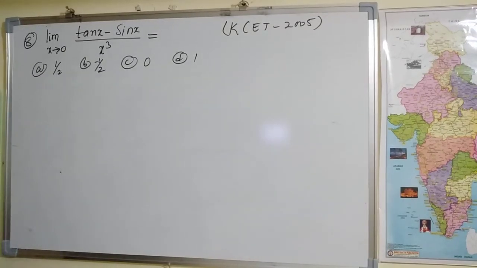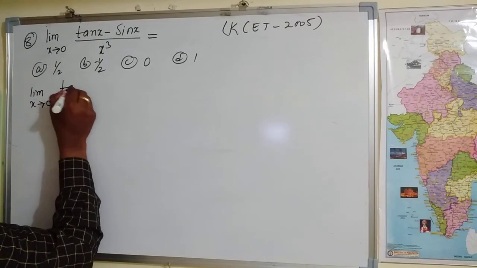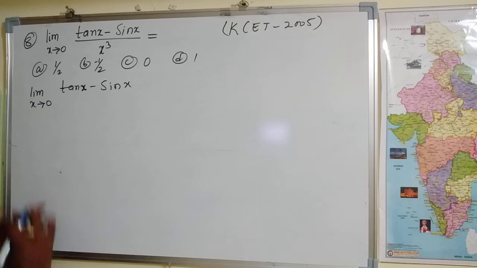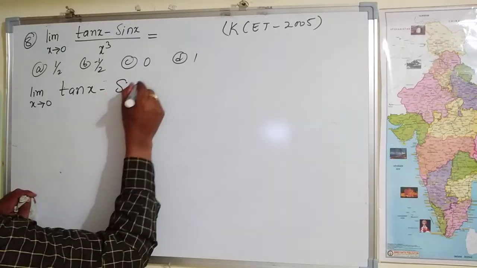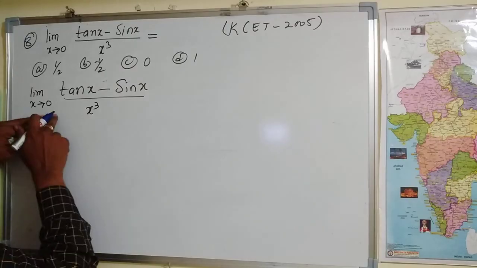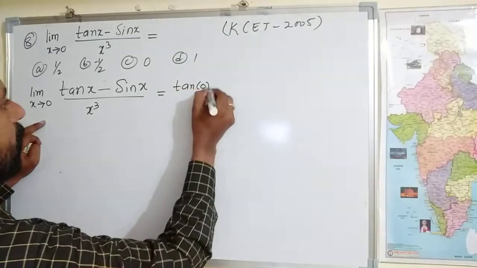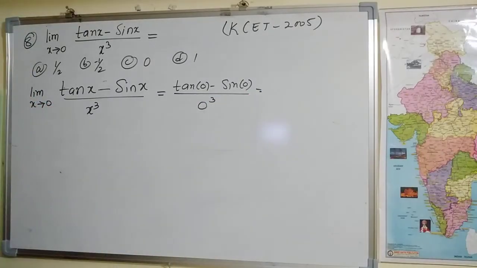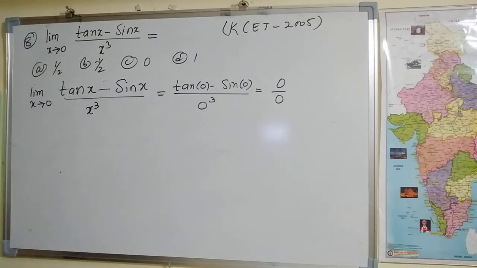So we try next example. See, limit x approaches to 0, tan x minus sine x divided by x cube. See, substitute 0 in the place of x, we get the result tan of 0 minus sine of 0 divided by 0 cube, means tan of 0 is 0 minus sine of 0 is also 0, 0 divided by 0 cube is 0, 0 by 0, indeterminate form.